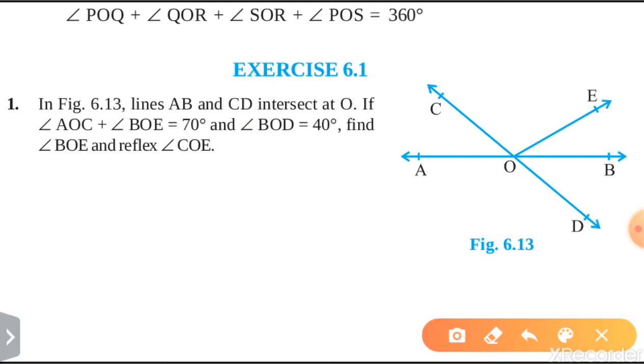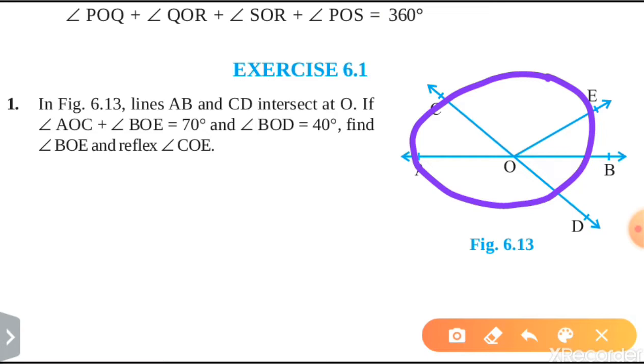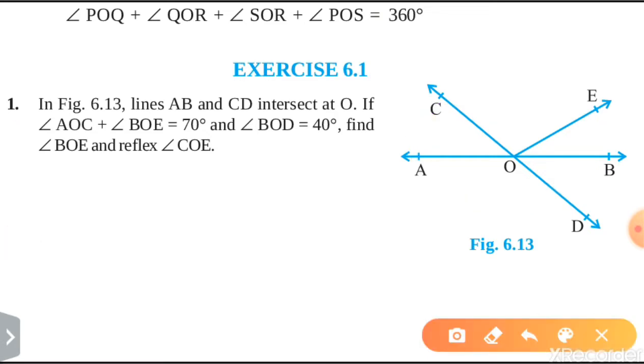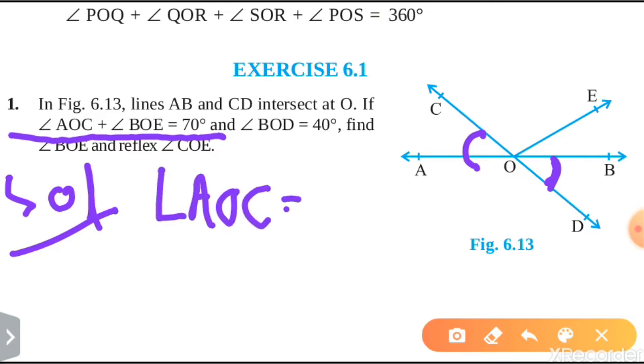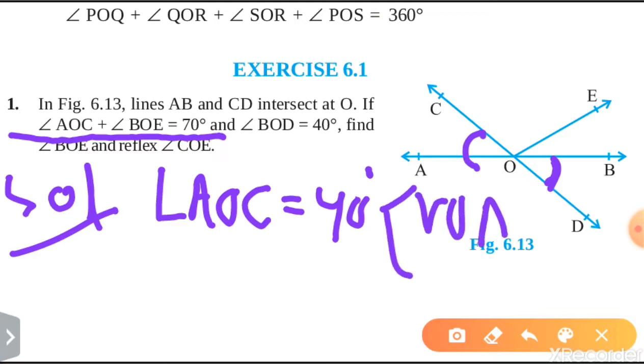your copy, the figure making is compulsory, and you have to write the whole question also while doing the question. Now see, the question number, first you have to write this in the solution. Then in place of AOC, we know that BOD and AOC are vertically opposite angles, so we can say that angle AOC is equal to 40 degree. Why? Because these are vertically opposite angles.